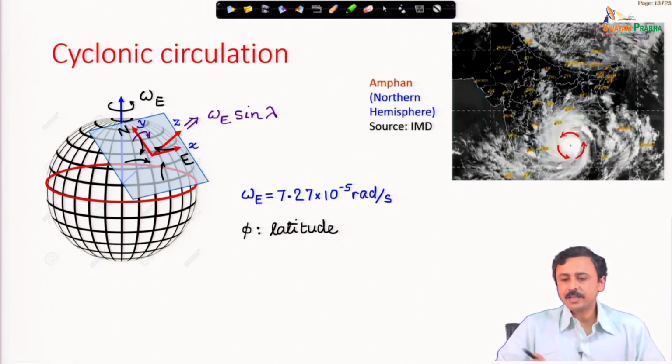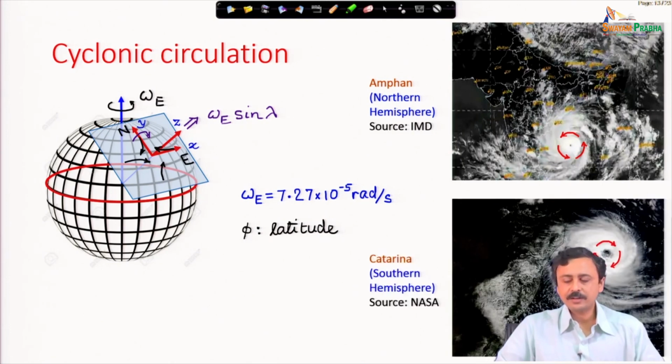Now, this is the image of the Amphan cyclone, a super cyclone. Northern hemisphere, it is off the coast of Tamil Nadu in the Bay of Bengal. The source is the Indian Meteorological Department, and I have marked the direction of circulation, it is counterclockwise. This is in the northern hemisphere.